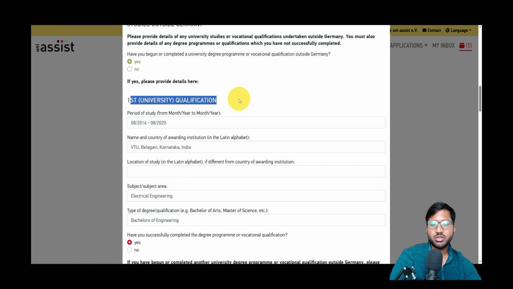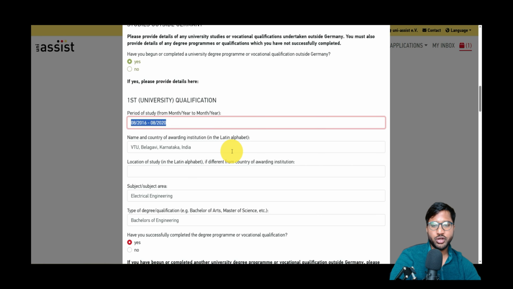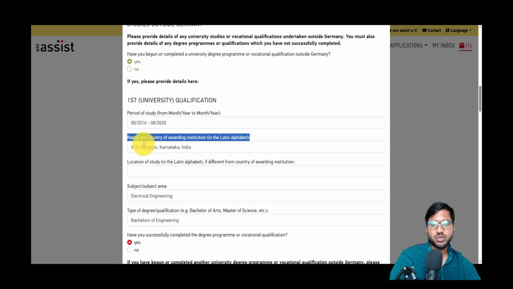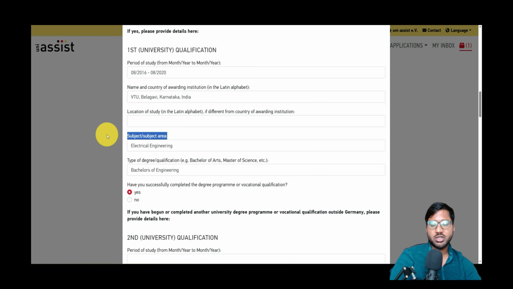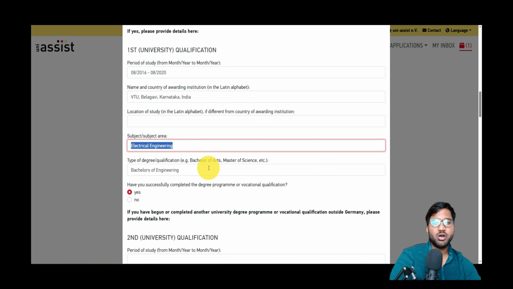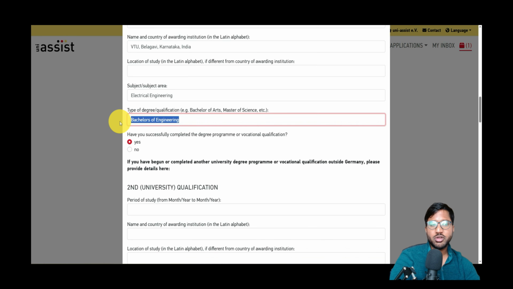You can give in the first university qualification which you have done, which is the bachelor degree. Our bachelor degree was for 4 years, and I studied at Visvesvaraya Technological University, then give the place, state, and country. After that, the subject area that you have finished is electrical engineering, or depending on which course you have done. For example, for this particular course, electrical engineering, electronics and communication, electronics and telecommunication, information science, information technology, everyone can apply. So please give your subject area. Then the type of degree awarded at the end is Bachelor of Engineering.